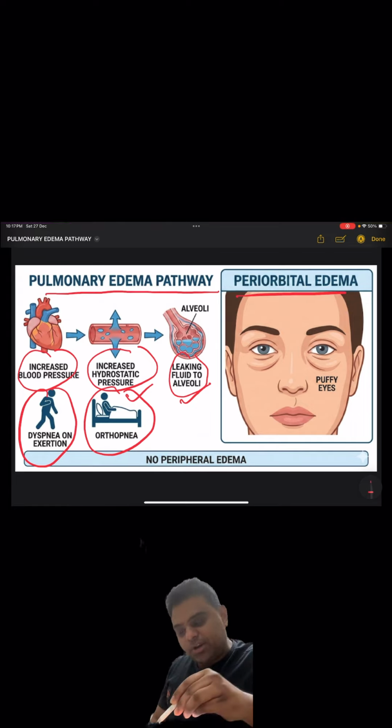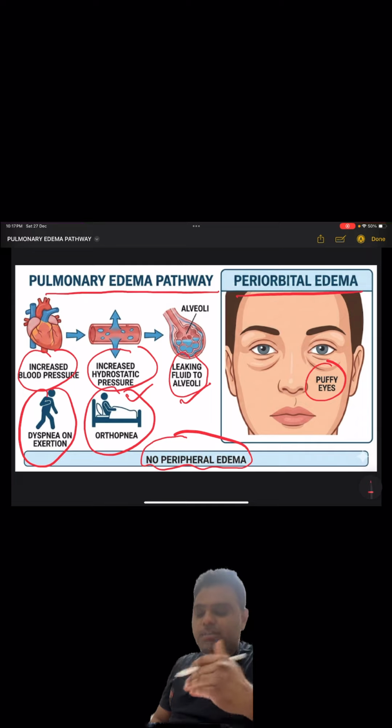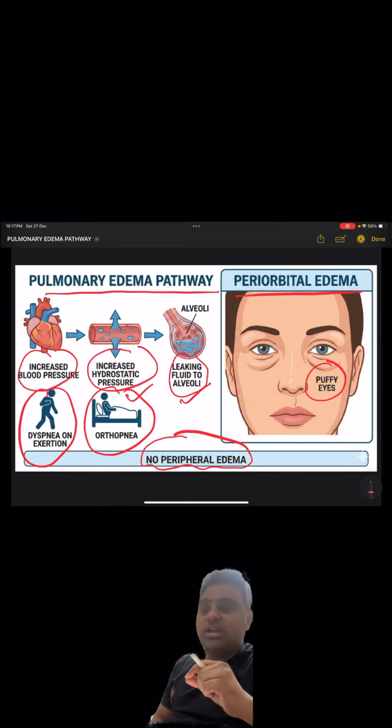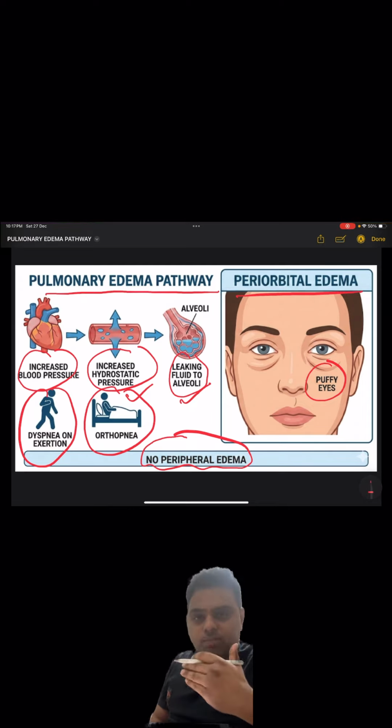And what happens in periorbital edema? There will be puffy eyes, and there is no peripheral edema. Initially there is no peripheral edema, but afterwards, even if it is not treated, peripheral edema can also be present, because please remember, peripheral edema is time dependent, and a particular pressure is required for it to be formed. So it is not formed initially.